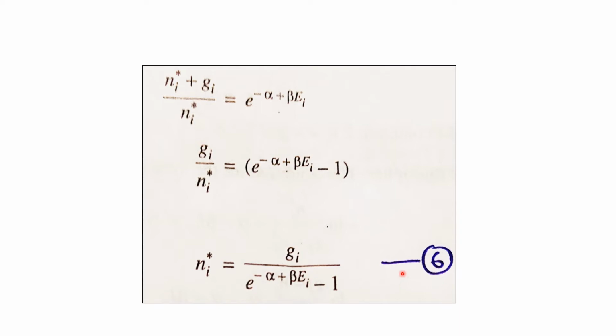Equation 6 is the mathematical representation of the Bose Einstein distribution law or Bose Einstein statistics for most probable distribution of bosons among energy levels. It leads to the derivation of Planck's law for distribution of energy of black body radiations. This is one of the important applications of Bose Einstein distribution law.